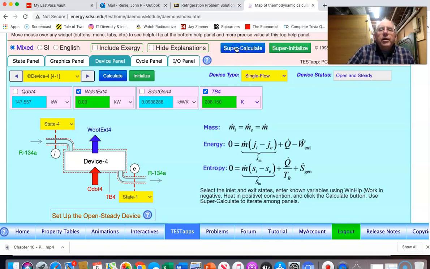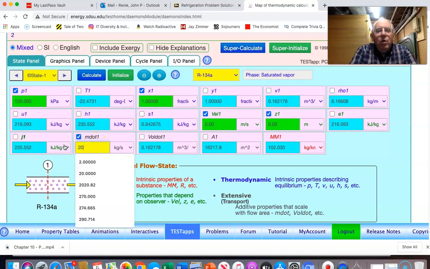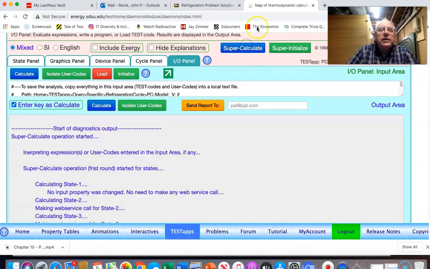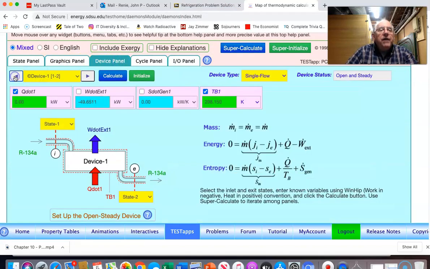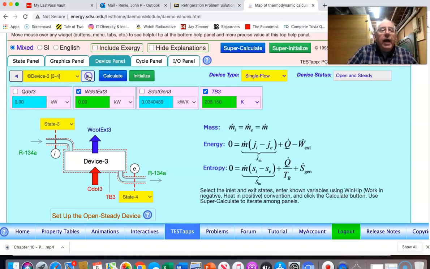And so I'm going to do a super calculate, go back to my state panel, and bring this back to what it was. And it was 200 divided by 147.557. Hit return, do a super calculate, and then go back to my devices. And now if I look at my devices, here's my compressor work, same as we talked about before. This is the condensation heat transfer. This is what the cooling water is going to take away. And then nothing happened in the expansion valve, and now we're back to 200 as our heat going into the evaporator. And so this is the refrigeration capacity that we are attempting to do.